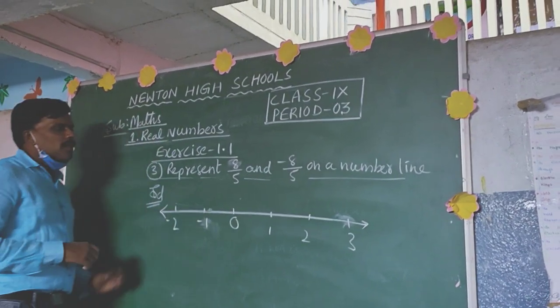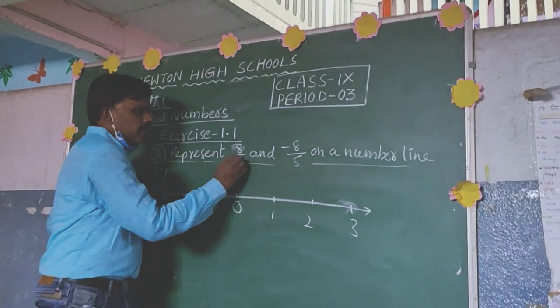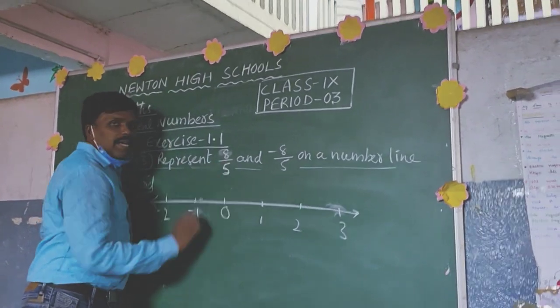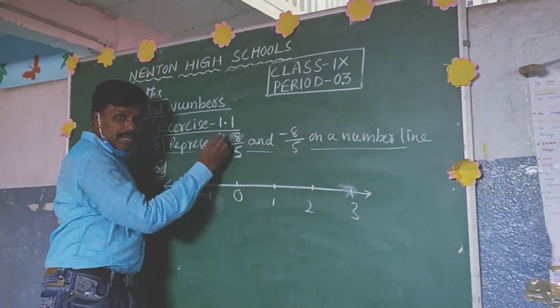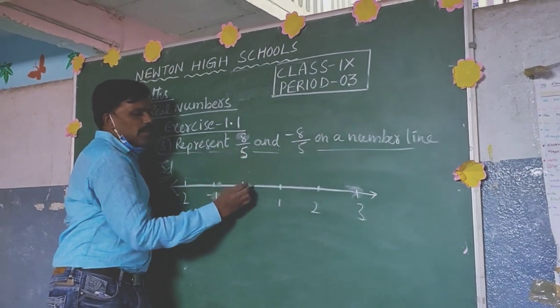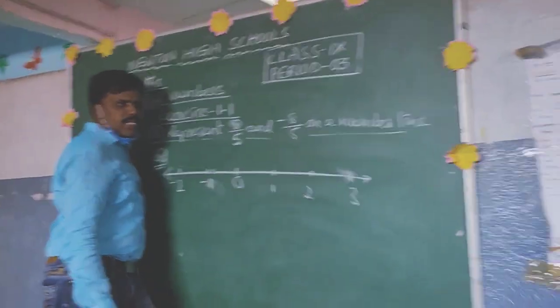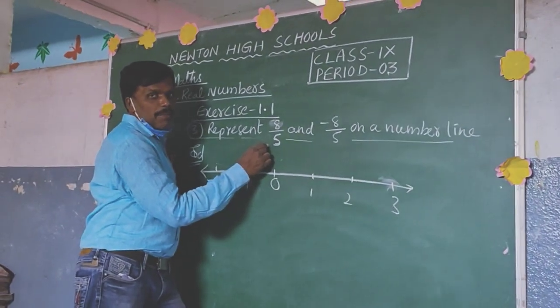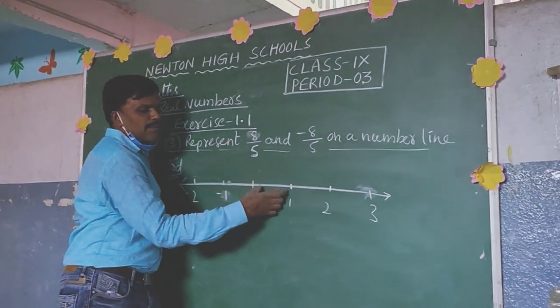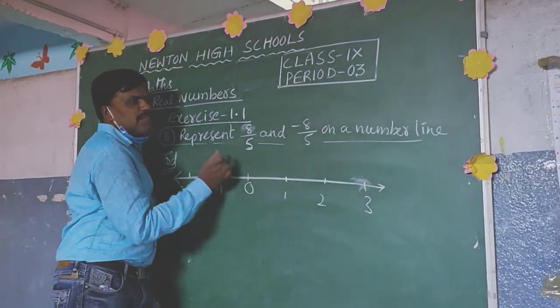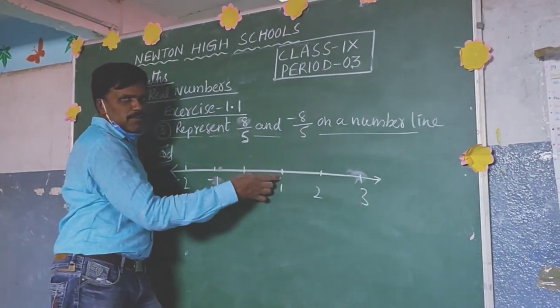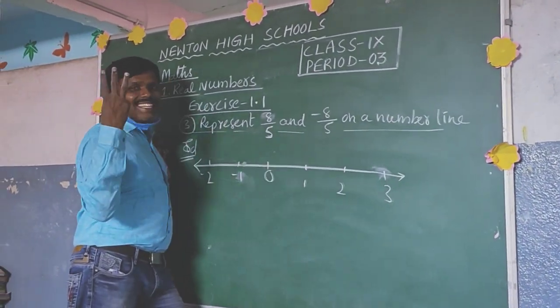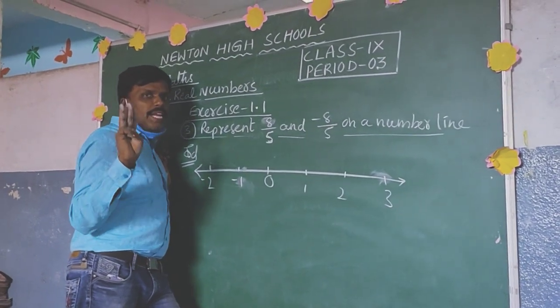For our convenience, first we have to verify: what is the denominator here? 5. What is the numerator? Yes, 8. Each one unit has to be divided into equal parts depending upon the denominator. If it is 5, we divide into 5 equal parts. If the denominator is 7, we divide into 7 equal parts. If the denominator is 3, we divide into 3 equal parts.